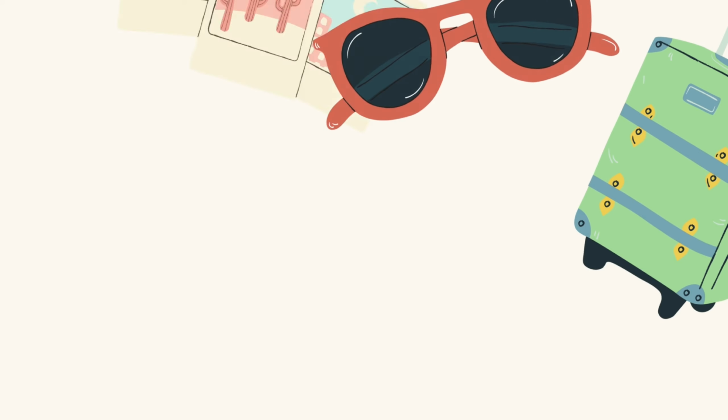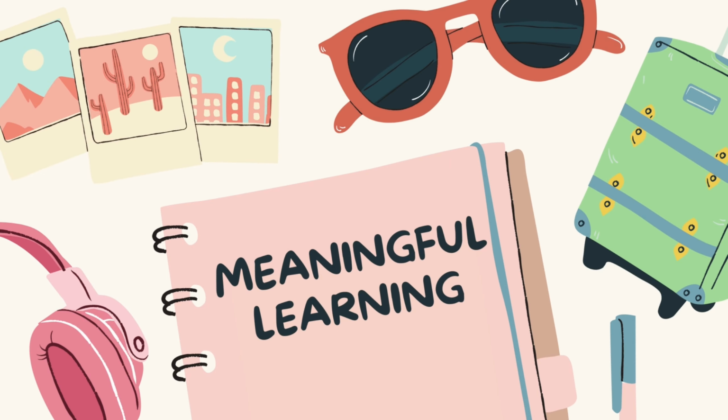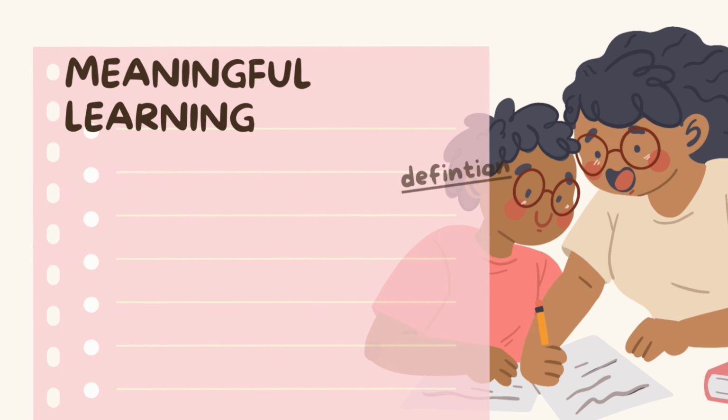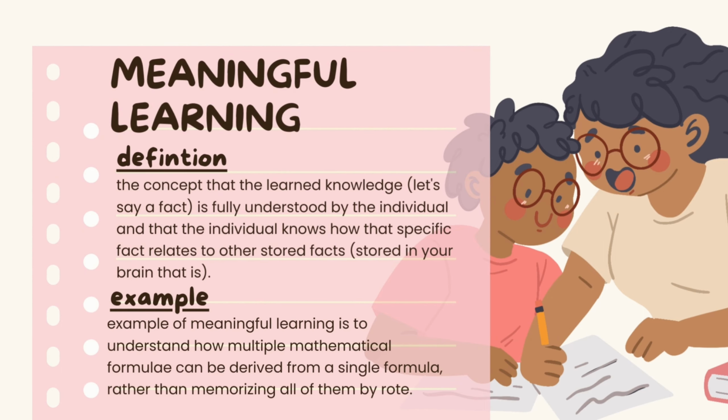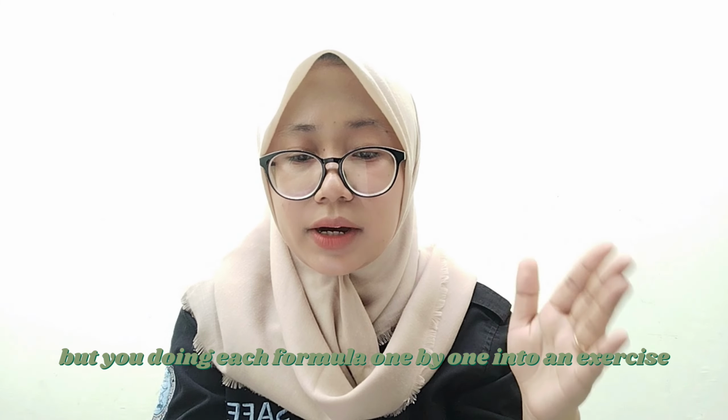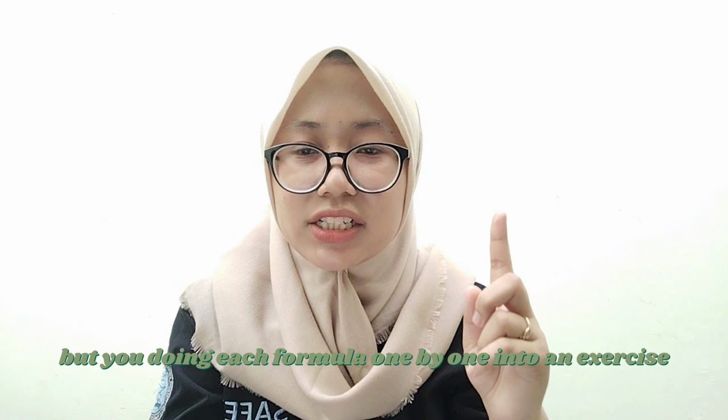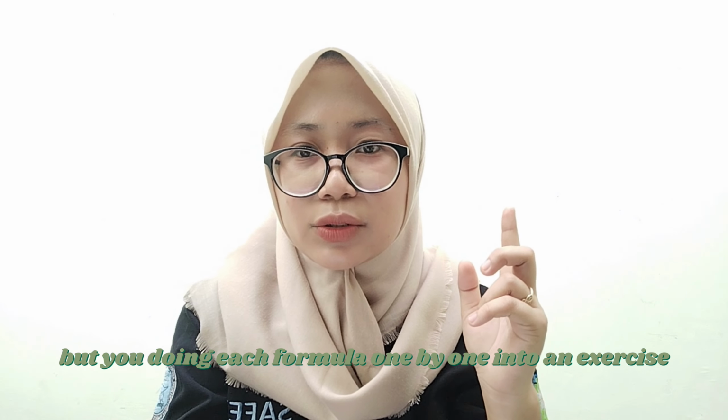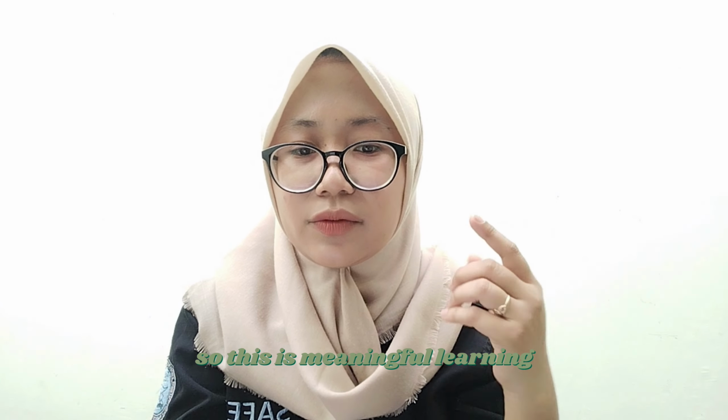And then authentic learning or meaningful learning. Meaningful learning is a concept where learned knowledge, let's say a fact, is fully understood by the individual, so the individual knows how that specific fact relates to other facts stored in their brain. So the example of meaningful learning is you understand multiple mathematical formulas, and you do each formula one by one in an exercise. So this is meaningful learning.